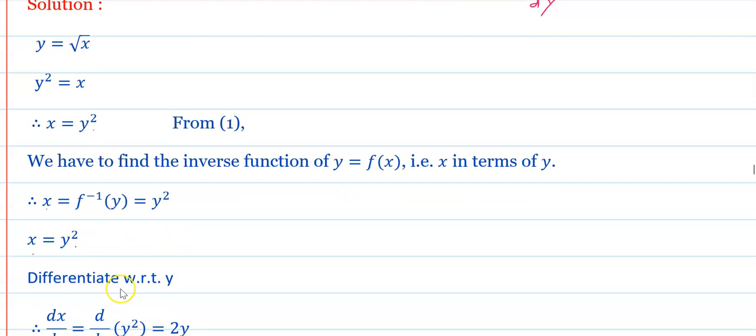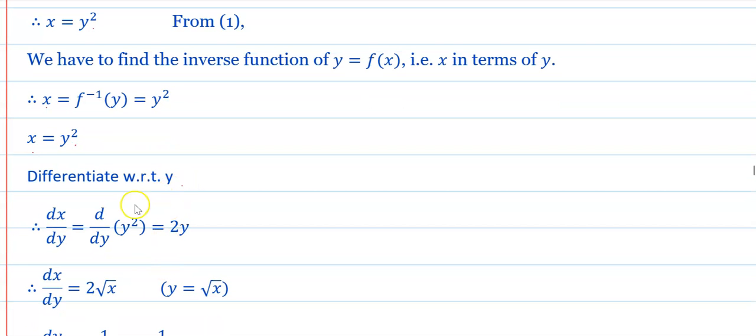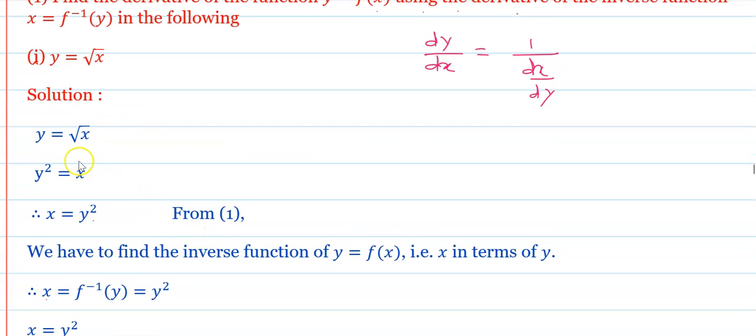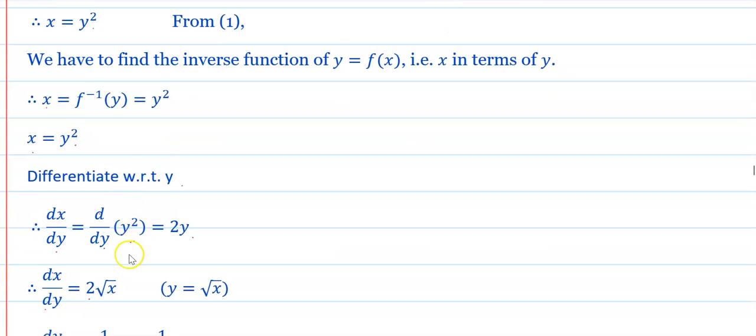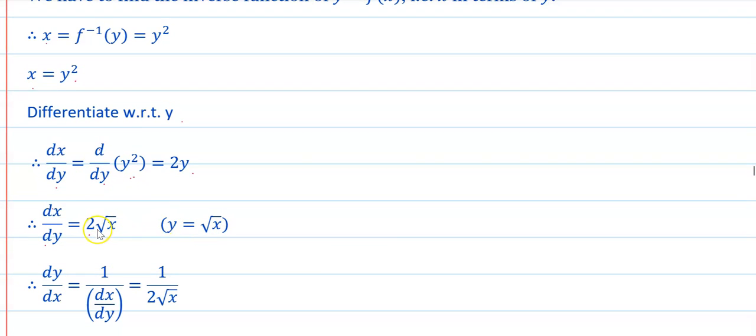Now differentiate this with respect to y. Therefore, dx upon dy is equals to dy of y square. And what about the derivative of y square? It is 2y. Okay. Therefore, dx upon dy is equals to 2 into the value of y. See this here. What is the value of y? y is root x, and we substitute here. dx upon dy is equals to 2 root x. We have substituted y is equals to root x.